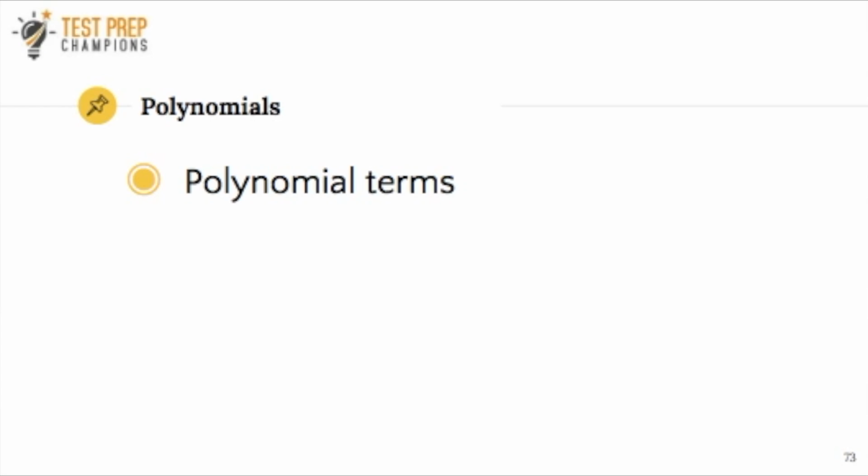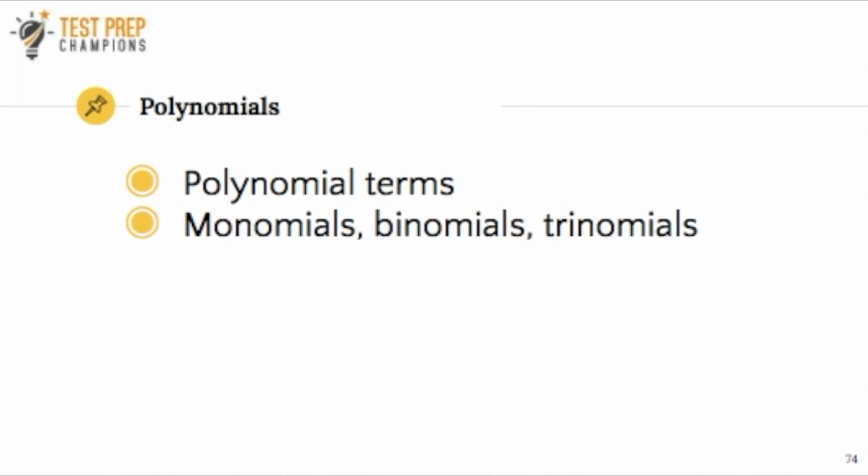But basically, polynomial just means many numbers. Poly means many, nomial means number. So polynomial means many numbers, and polynomials can have different terms like coefficients, a variable, exponents, and constants. So you'll want to know what polynomial terms are, and it's also good to know what I mean by a monomial, binomial, and trinomial. A monomial is just a polynomial with only one term. A binomial is a polynomial with two terms, and a trinomial is a polynomial with three terms.